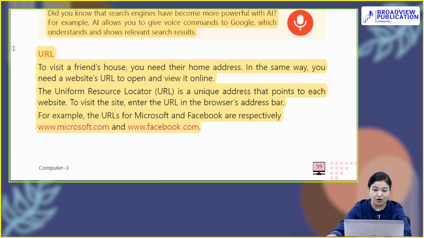URL. To visit a friend's house, you need their home address. In the same way, you need a website's URL to open and view it online. The Uniform Resource Locator, URL, is a unique address that points to each website. To visit the site, enter the URL in the browser's address bar. For example, the URLs for Microsoft and Facebook are www.microsoft.com and www.facebook.com. Basically, a URL is a unique address of any website which you type whenever you want to search for a particular website.